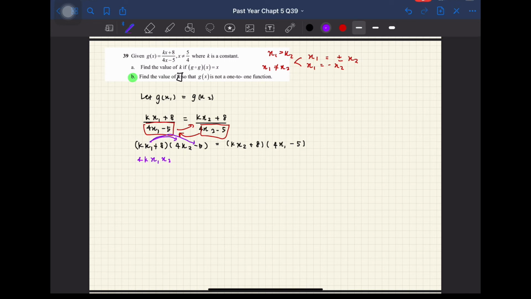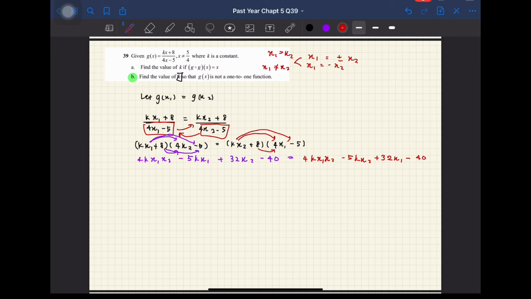Oops, this one. So awak akan dapat negative 5k x1. Okay, and then this one you will get positive 32 x2. And then lastly is this one. So you have negative 40, which is equal to, okay, so sebelah ni pula, this one darab this one is 4k x1 x2. Then this one is negative 5k x2. Okay, and then this one is positive 32 x1. Lastly is negative 40.